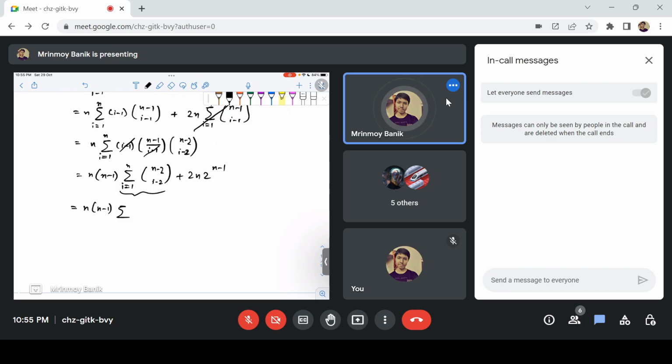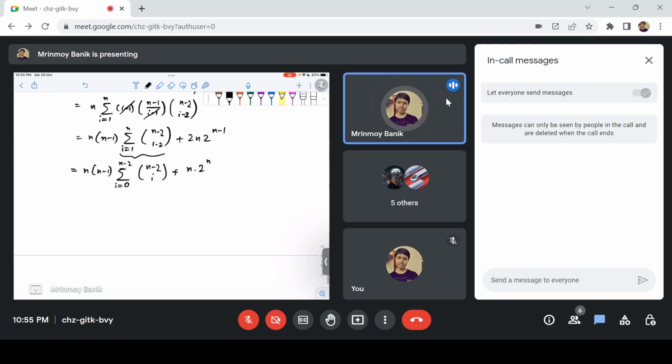We write i minus 2 as i. i runs from minus 1 to n minus 2. This is n times 2 power n. So n minus 2 C minus 1 is basically 0. So instead we can assume it's running from 0. So we drop the first term as it's 0.